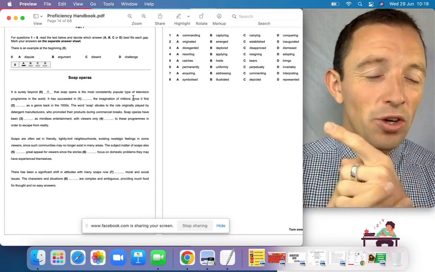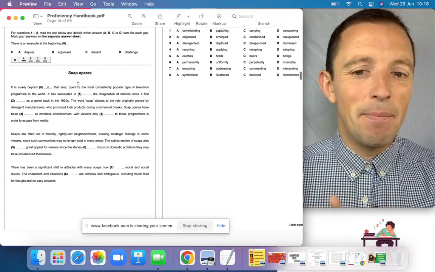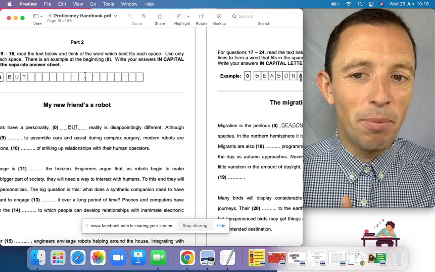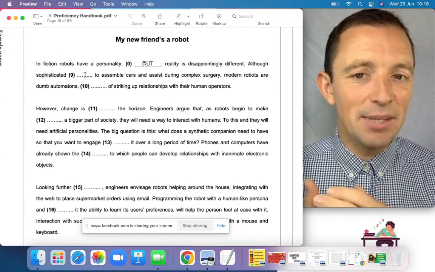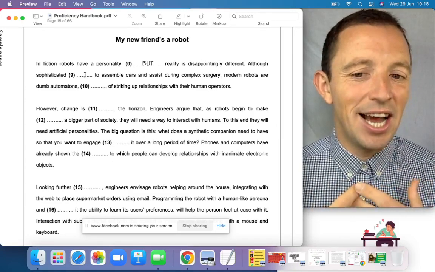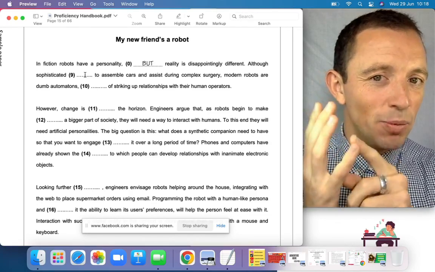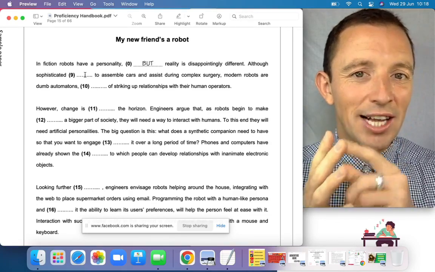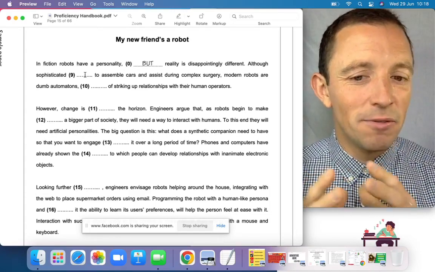Last lesson we looked at part 1. The title was soap operas, if you remember. So today we're moving to part 2, and the title for today is My New Friend's a Robot. This is the exercise typical from a newspaper, magazine, journal, or a book, and that's the best way to prepare for this exam.